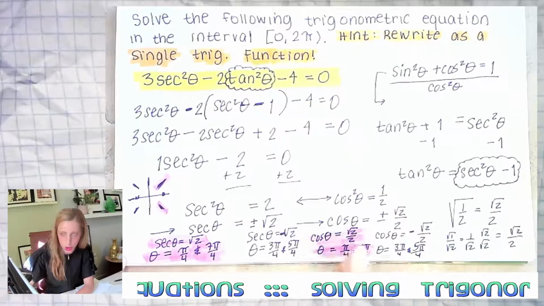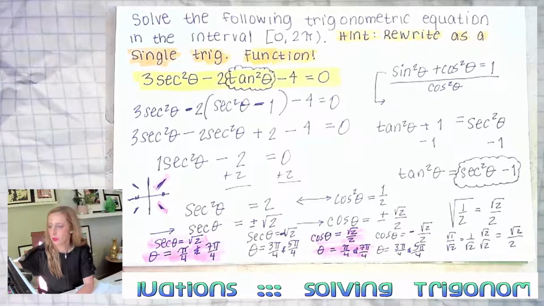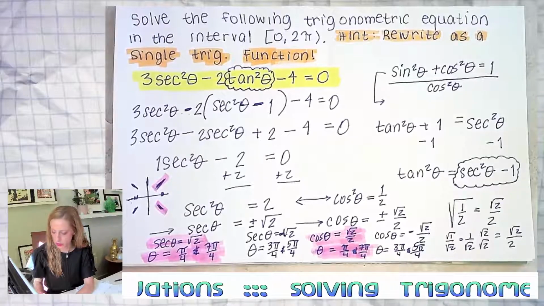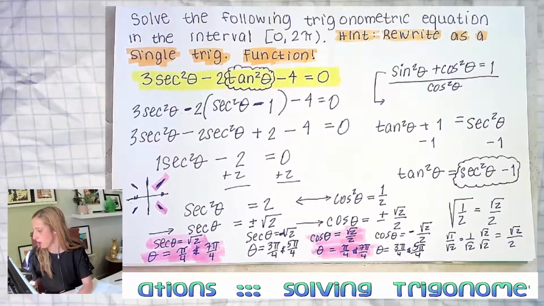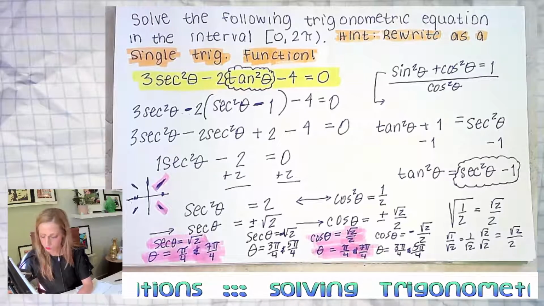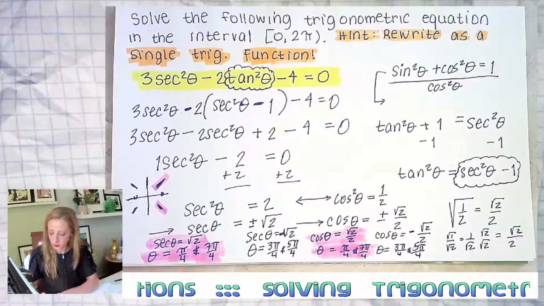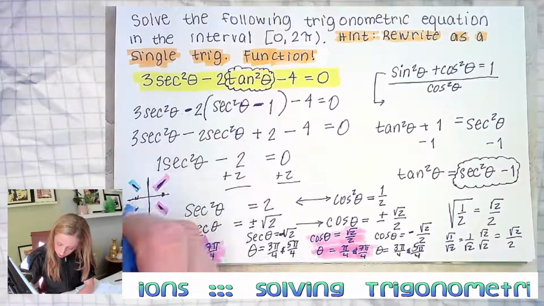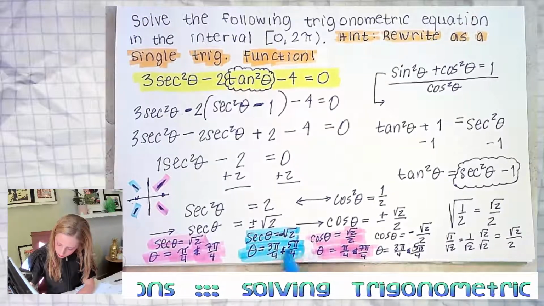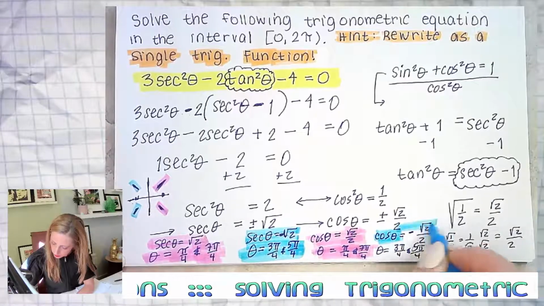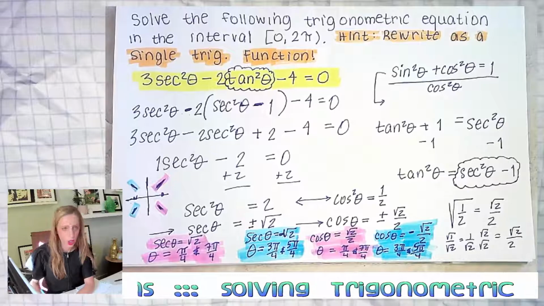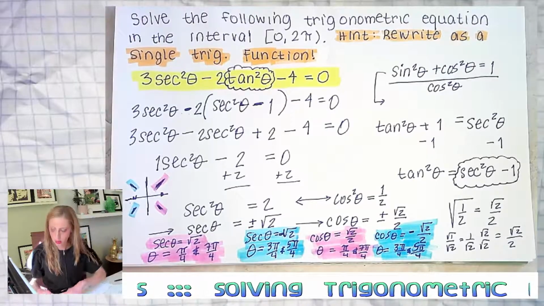Again, you don't need to change it to cosine. It is actually fine the way it's written right there. And then those two answers go with that right there. There we go. So we have 4 answers total.